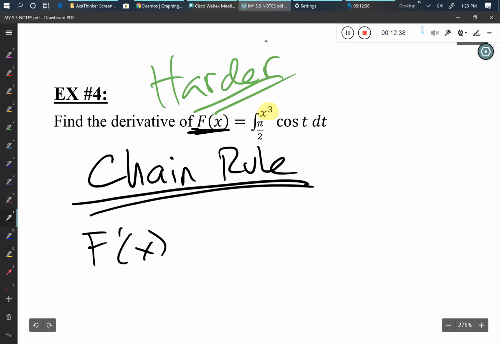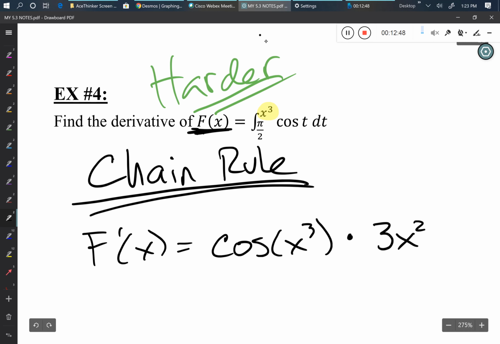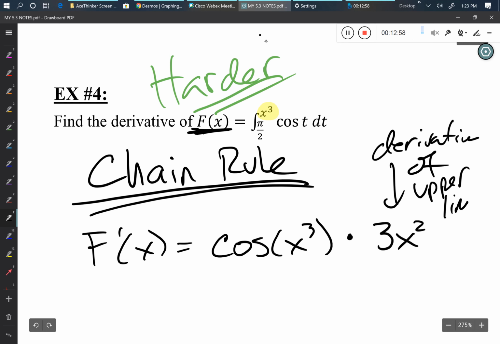And so what ends up happening here is f prime. Remember, if you're calling the whole thing f, then its derivative is f prime. It is going to equal the integrand at the upper limit multiplied by the derivative of the upper limit. Essentially, we're working with chain rule. So this is a chain rule problem.